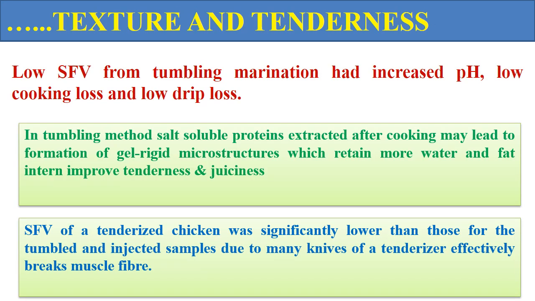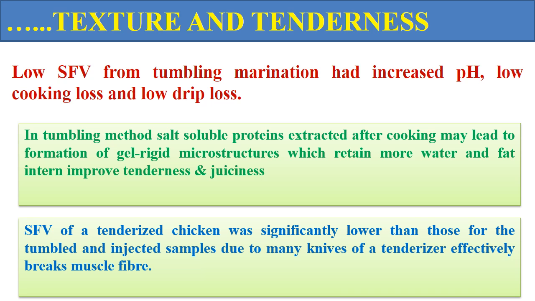In continuation about the effect of marination on texture and tenderness, in general, low shear force value from tumbling marination had increased pH, low cooking loss and low drip loss. In case of tumbling marination, the research has reported that pH will increase, so the cooking loss will be less and drip loss will be less.